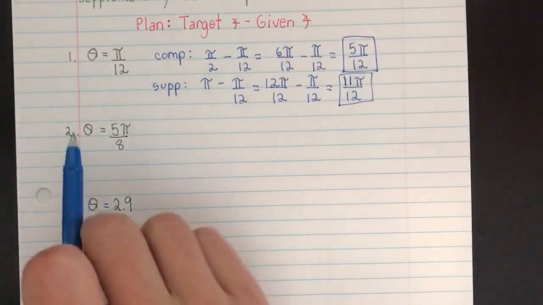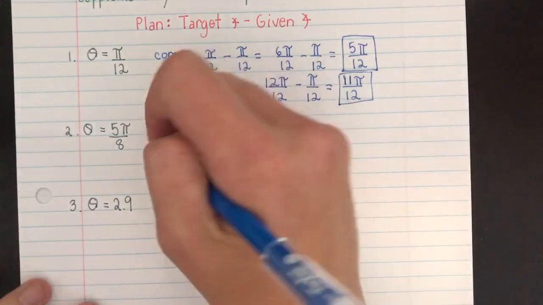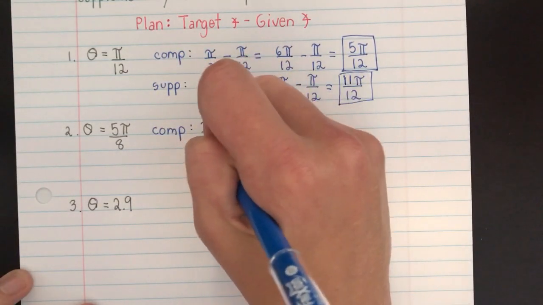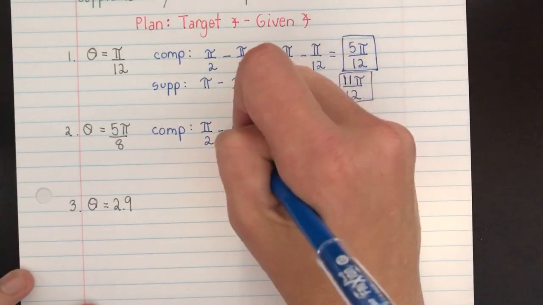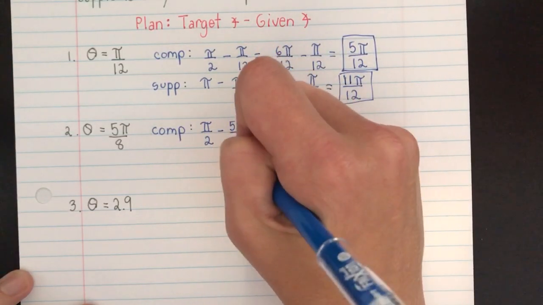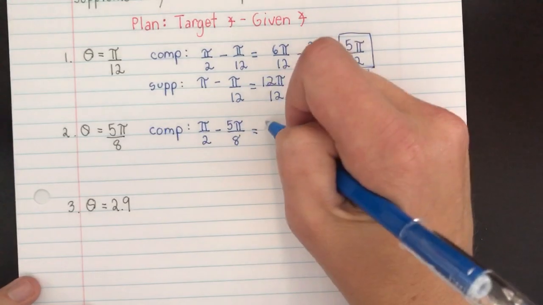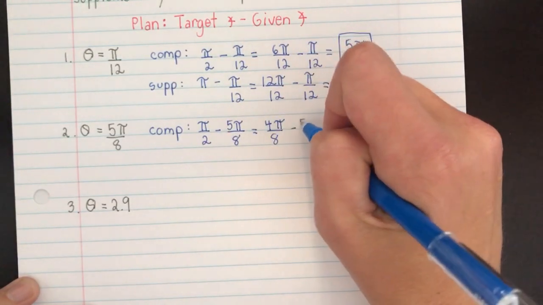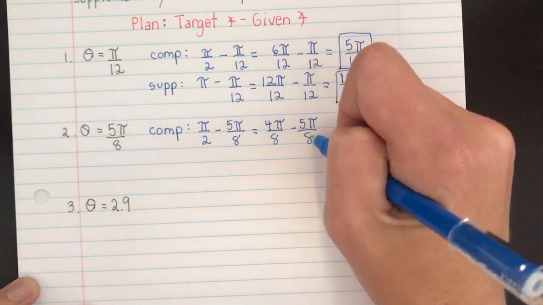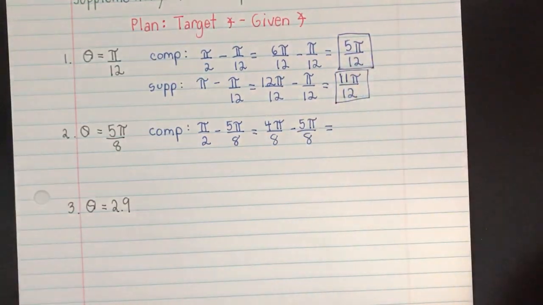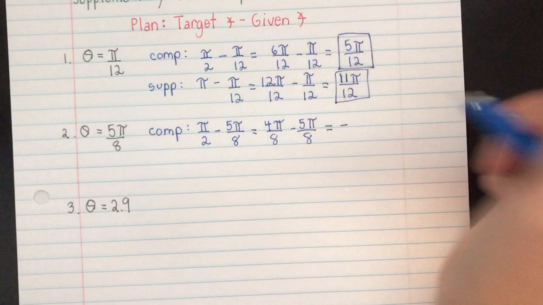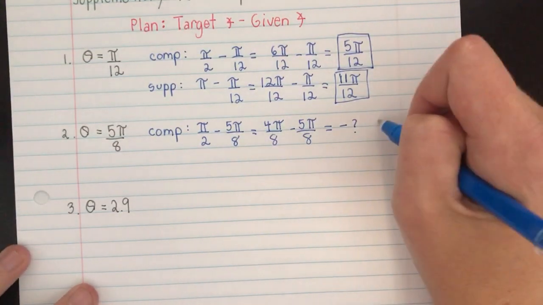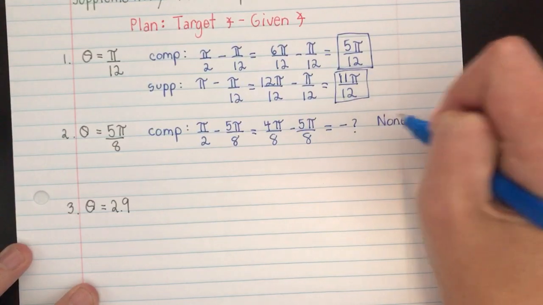Okay, number 2, theta given as 5 pi over 8. So for complementary, we would have pi over 2 minus 5 pi over 8. So multiply by 4 on numerator and denominator. 4 pi over 8 minus 5 pi over 8. Remember, we can't have negative angles here, so we'd have a negative angle that's not allowed. Okay, so we're going to say none here.